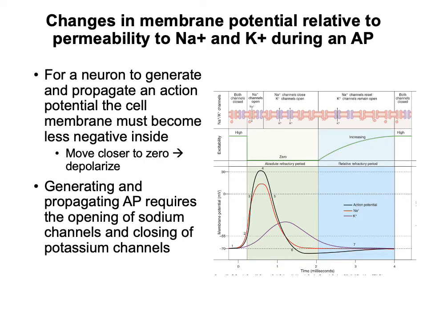Changes in membrane potential relative to the permeability to sodium and potassium ions during an action potential. For a neuron to generate and propagate an action potential, the cell membrane must become less negative on the inside. It has to move closer to zero to depolarize. Generating and propagating an action potential requires the opening of sodium channels and the closing of potassium channels. If you look at the graph on the right, you can see the bar across the top will show you which channels are open and which channels are closed during each phase of an action potential.